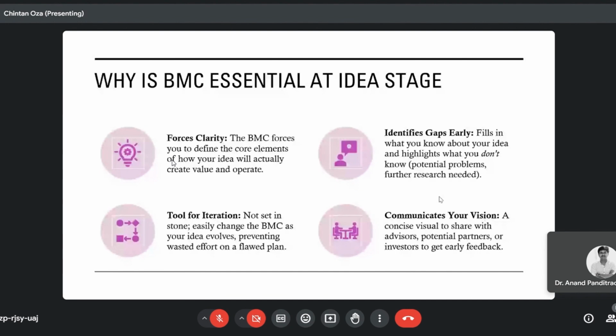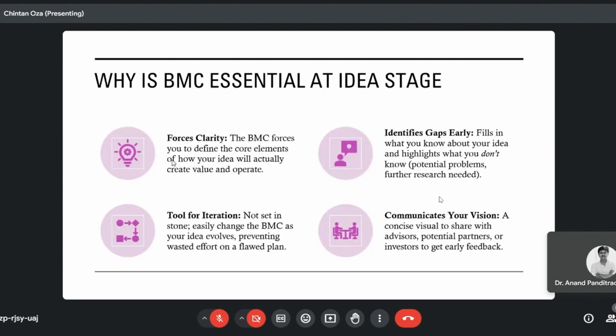कई बार हम लोगों ने देखा रहेगा कि हम जो समझते हैं और जब लिख के देते हैं तो उनमें काफ़ी फ़र्क रहता है. So while you use BMC, you will get more clarity about your idea and how your idea will actually create value and operate.